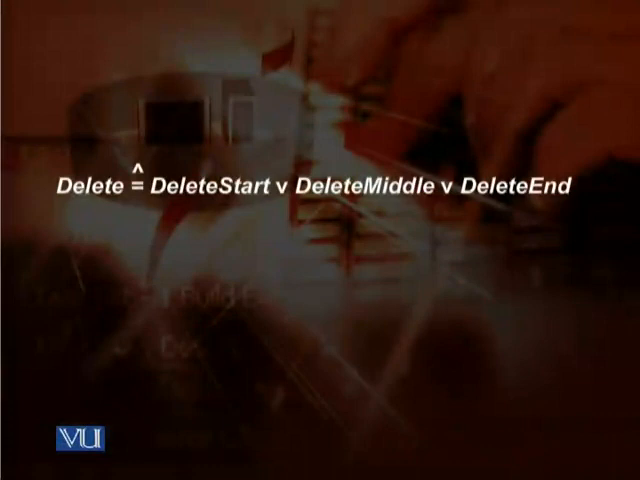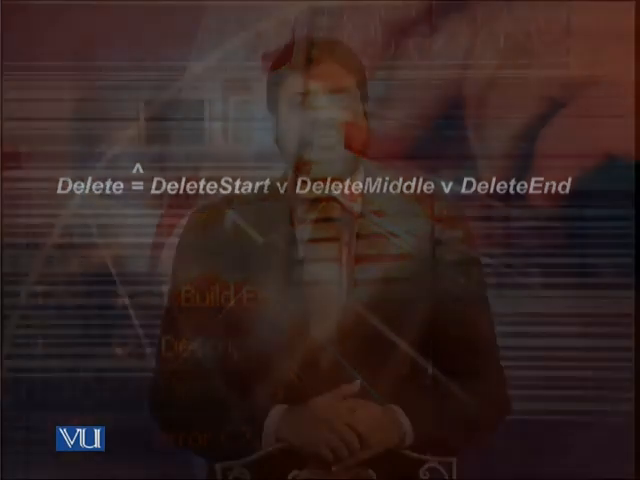So here is the delete operation. Delete schema is equal to delete start or delete middle or delete end. Now when we have the definition or the specification for this chain available to us, we are not still talking about how to implement this chain, but we have given a concrete specification for the chain. We are going to use this chain in our operating system scheduler.